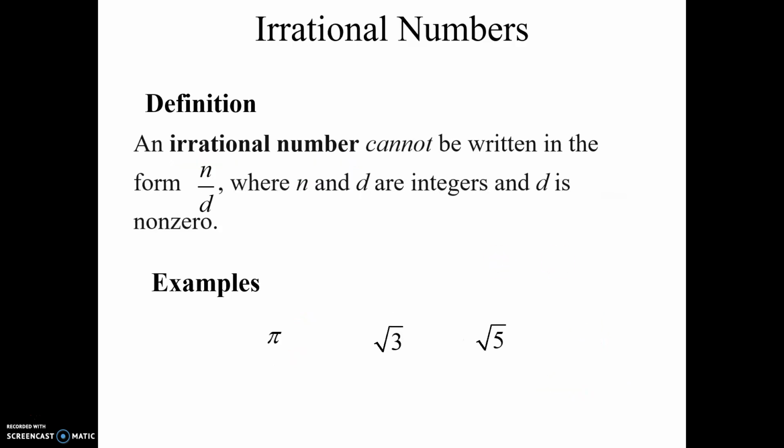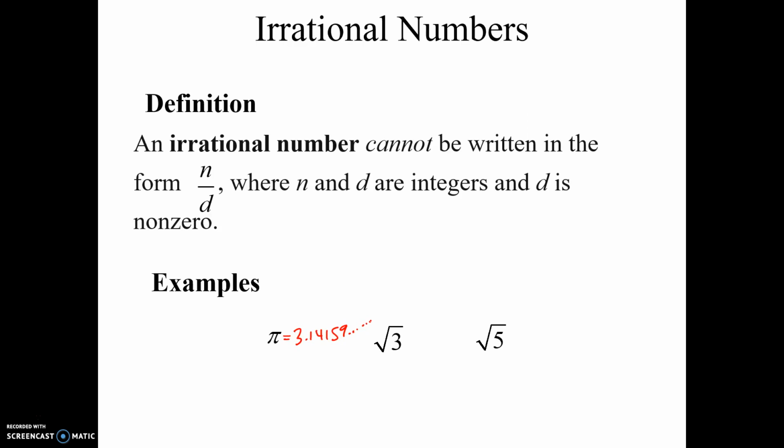On the other hand, an irrational number cannot be written in the form of n over d, where n and d are integers. So in other words, irrational numbers cannot be written as fractions. Pi is one of the most famous irrational numbers. It's 3.14159, and the decimals do not repeat and they do not stop. Same thing with square root of 3, same thing with square root of 5. If you wrote these as decimal representations, these decimals will not repeat and they will not stop.